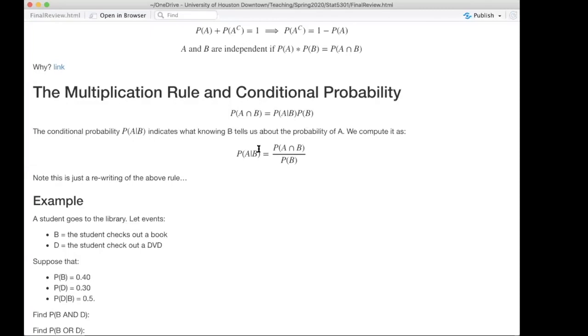And the way you compute your conditional probability is the probability of the intersection over the probability of B, right? The second one, the thing you're conditioning on. That's what goes in the bottom.